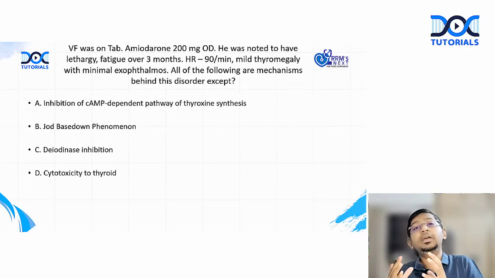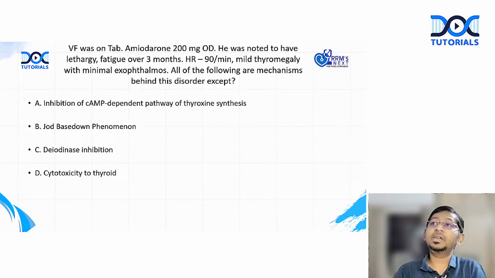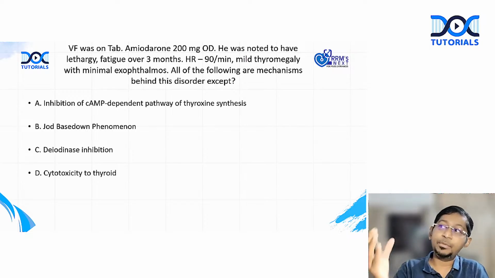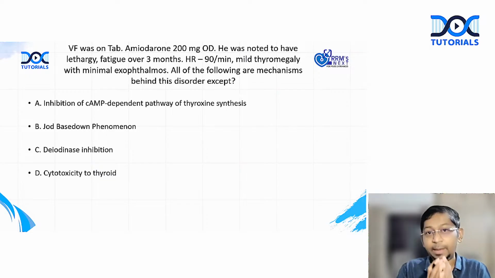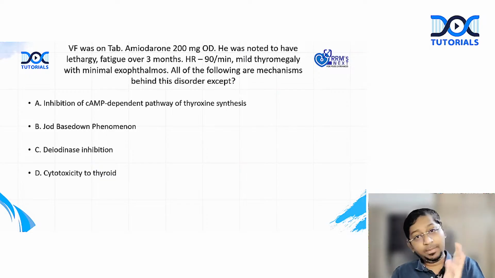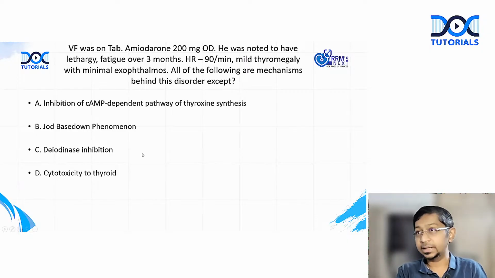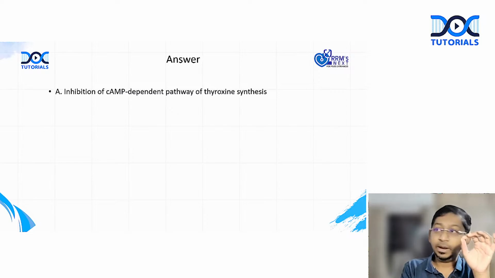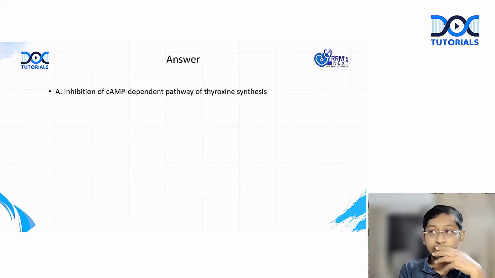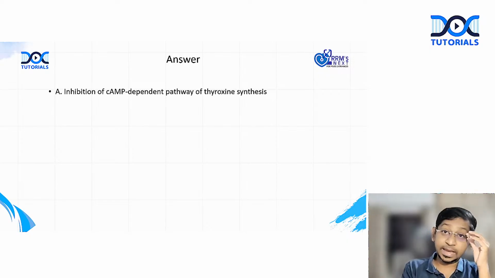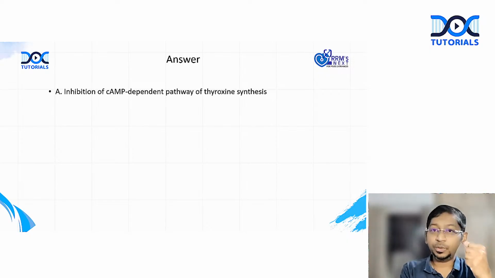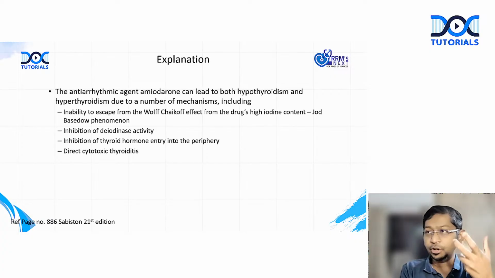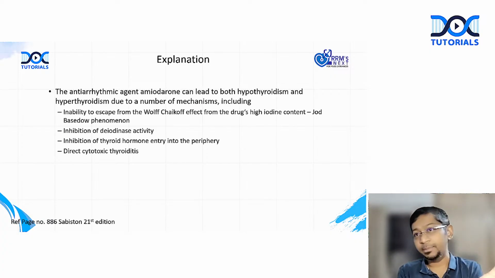And this is a classical scenario where they're giving patients amiodarone. So this is basically amiodarone-induced thyroiditis. Now remember, amiodarone-induced thyroiditis has different phases. Maybe a hyperthyroid phase as well. You may have a hypothyroid phase also. So the correct answer here, the one that is not involved in this disorder, is the inhibition of the cyclic AMP-dependent pathway of thyroxine synthesis. That is a mechanism that is found more with lithium and not with amiodarone. Remember, amiodarone can lead to both hypo as well as hyper.